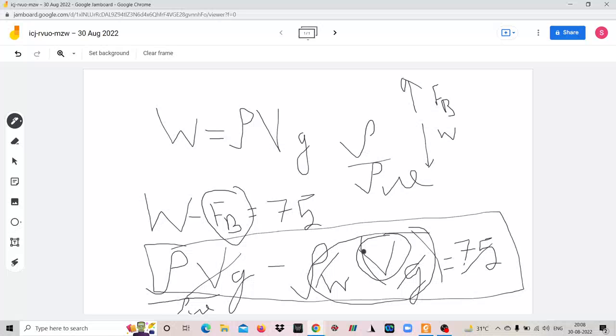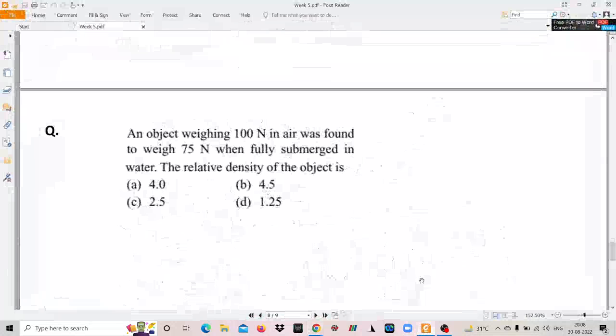Once you know the value of V, you put the value of V in this equation or this equation. I think it will be better if you put it here because you know W, you know V, you know G. Then you can find the value of rho and you simply divide rho by rho W to get the value of the relative density.